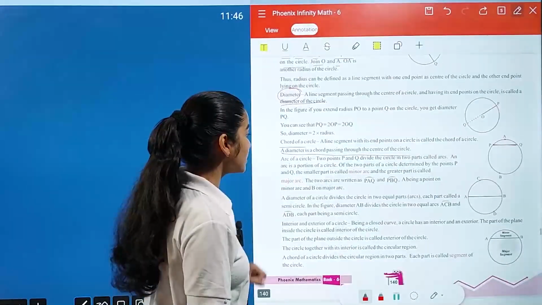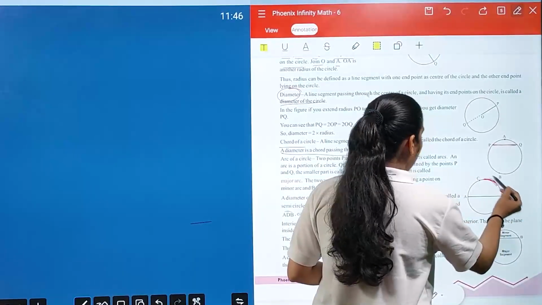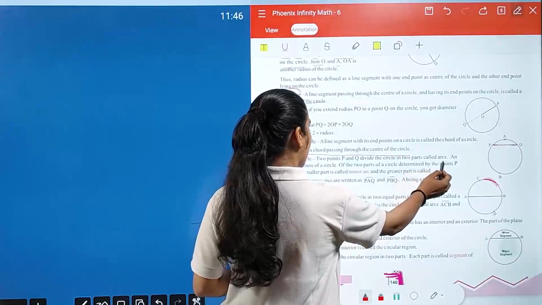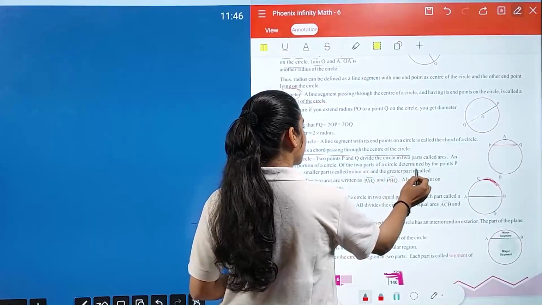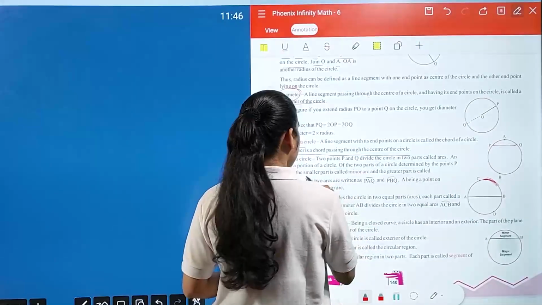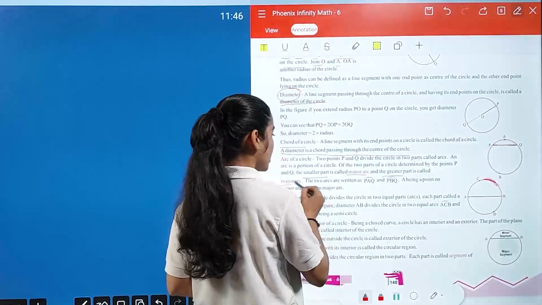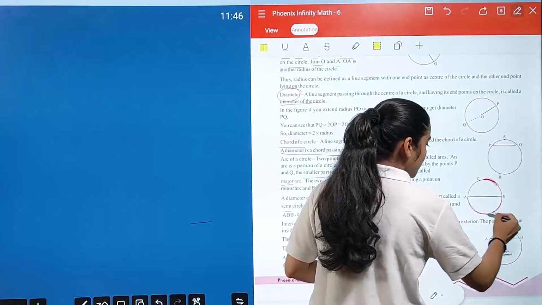Now an arc of a circle is a small portion of a circle. Two points P and Q divide the circle into two parts called arcs. An arc is a portion of a circle, one of the two parts of a circle determined by the points P and Q. The smaller part is called the minor arc and the greater part is called the major arc. So this is your minor arc and this is your major arc.